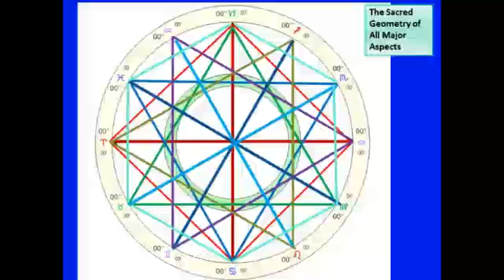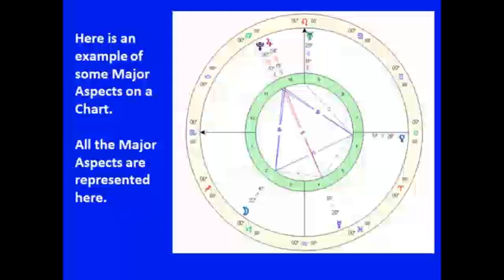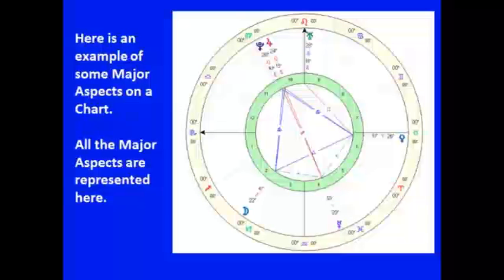Of course, you're never going to see a chart that looks like that, but you can see some charts that will have a lot of aspects. I just thought that was a really beautiful thing to look at. Now, here is an example of some major aspects on a chart. We're going to back up and go through this piece by piece, but I just want to introduce it to you.